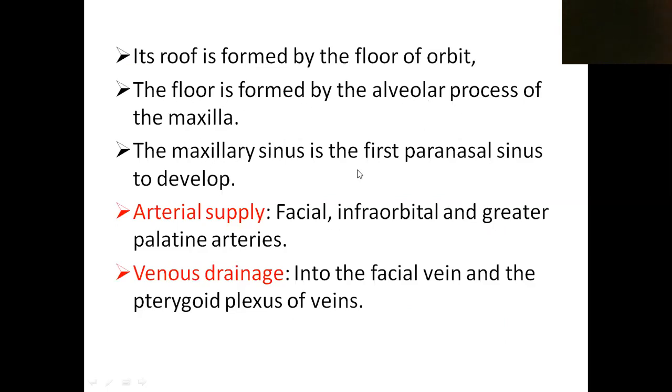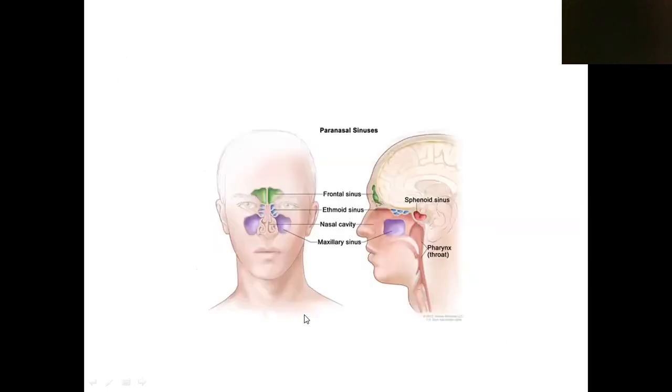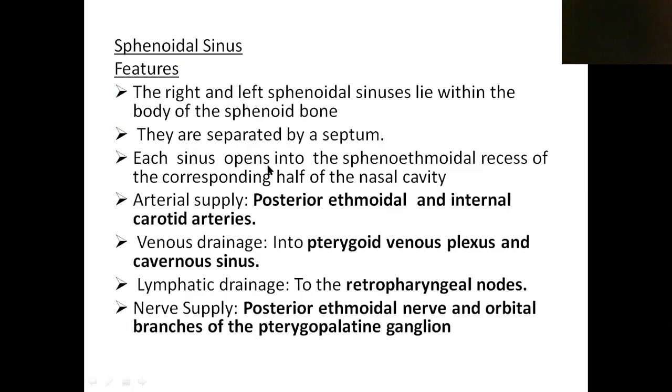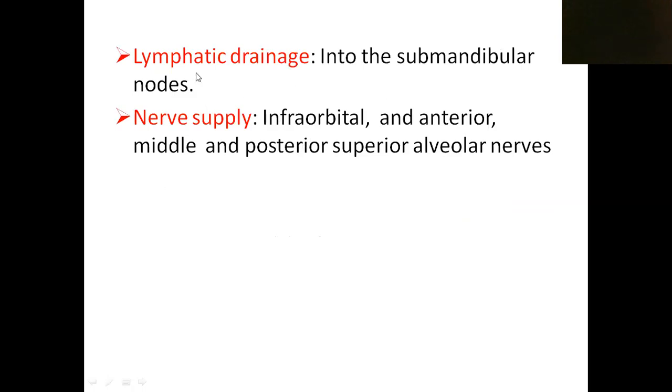Okay, it is the first developing sinus. Arterial supply is by the facial artery, infraorbital artery, greater palatine artery. Venous drainage is into the facial vein and pterygoid venous plexus. Lymphatic drainage, as I told, is to the submandibular lymph node. Then nerve supply: infraorbital, anterior, middle, and posterior superior alveolar nerves. Those nerves supply the maxilla, and at the same time this applies to the maxillary sinus also.